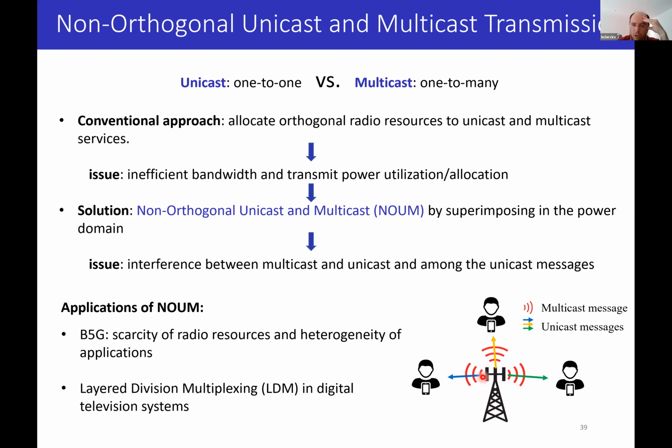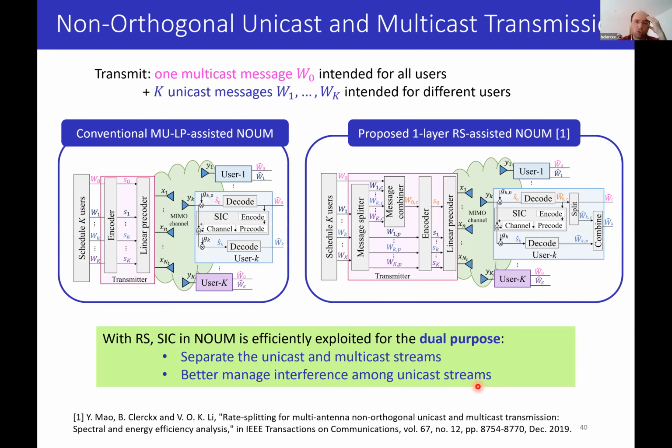So here's an example. You have unicast traffic. One message is intended for this user here in blue, one in yellow, and one in green. On top of this, you have a multicast message that is transmitted to all of them. Right, so how would you do that? Now you have one multicast message to transmit and you have K unicast. One way of doing that is to superimpose, on top of those K private streams, K unicast streams, the multicast stream.